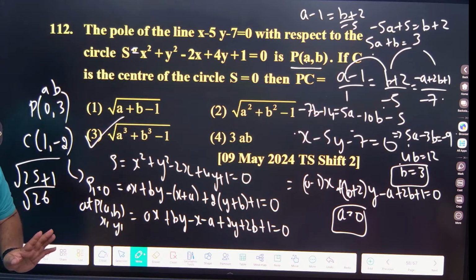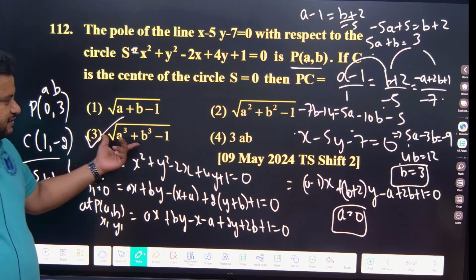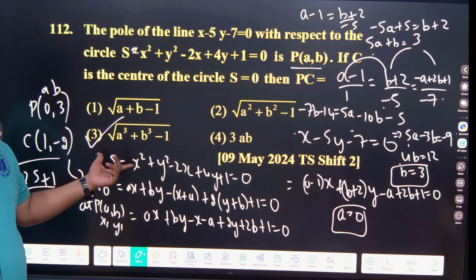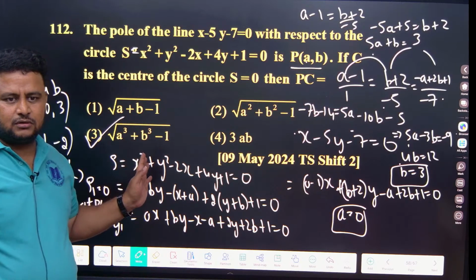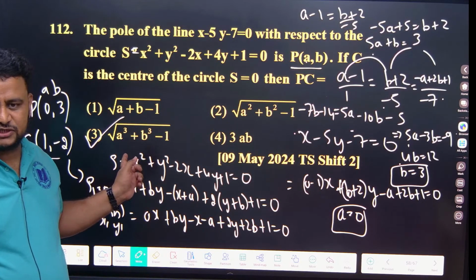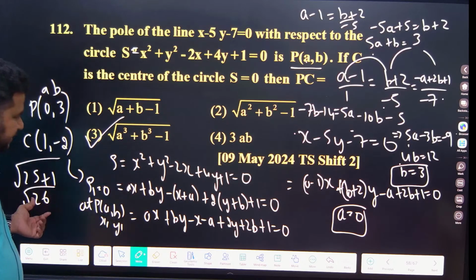Understood everyone how to do? They have not given directly the values. This is the way they have given. Understood everyone how to do? Got it? Understood Bhavani? Any doubt? Understood how third option came? So we got root 26.